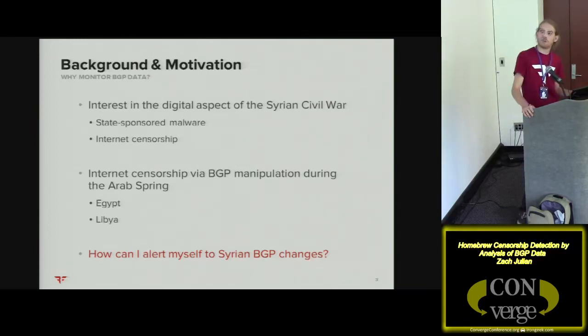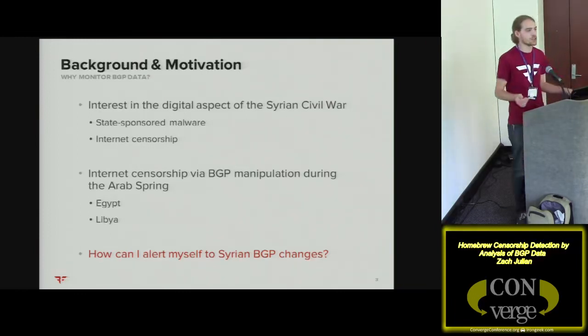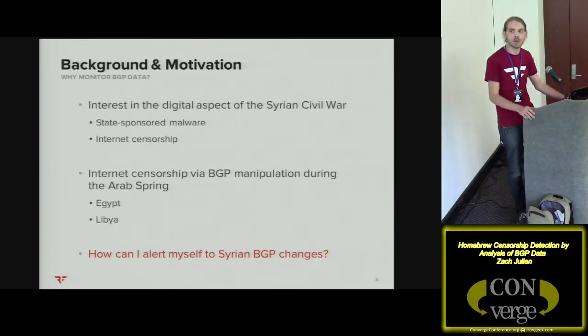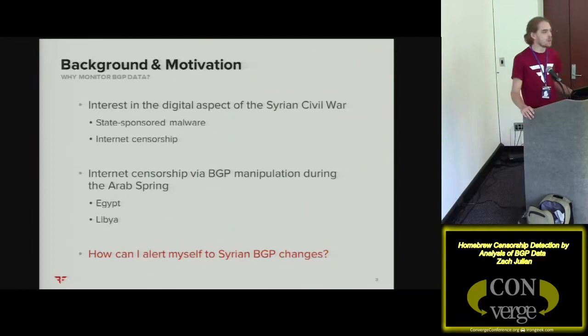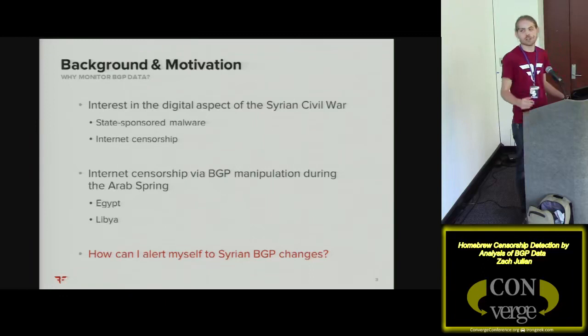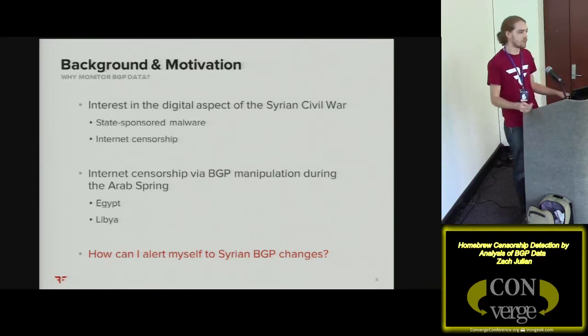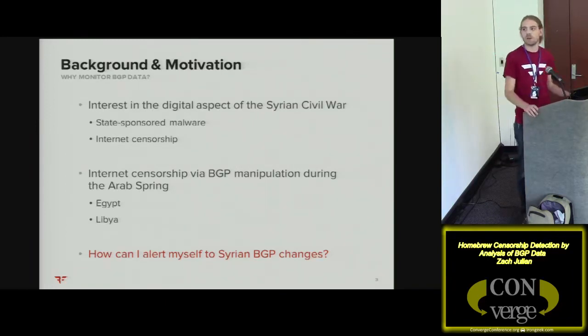So this internet censorship by manipulating BGP, we've seen this in other countries as well, especially during the Arab Spring, Egypt, Libya, although there have also been other countries outside of the Middle East where this tactic has been used. So really this project began with the question, how can I alert myself to BGP changes for the Syrian IP space? Specifically, how can I alert myself to when censorship is occurring?